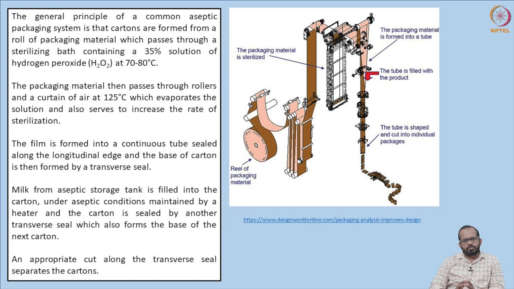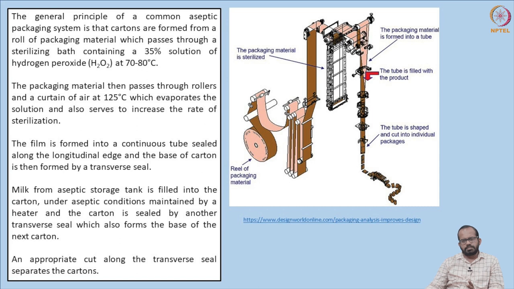Milk from the aseptic storage tank is filled into the carton under aseptic conditions, maintained by a heater, and the carton is sealed by another transverse seal, which also forms the base of the next carton. An appropriate cut along the transverse seal separates the carton. So this is the process in which a proper seal is formed in the case of aseptic packaging.